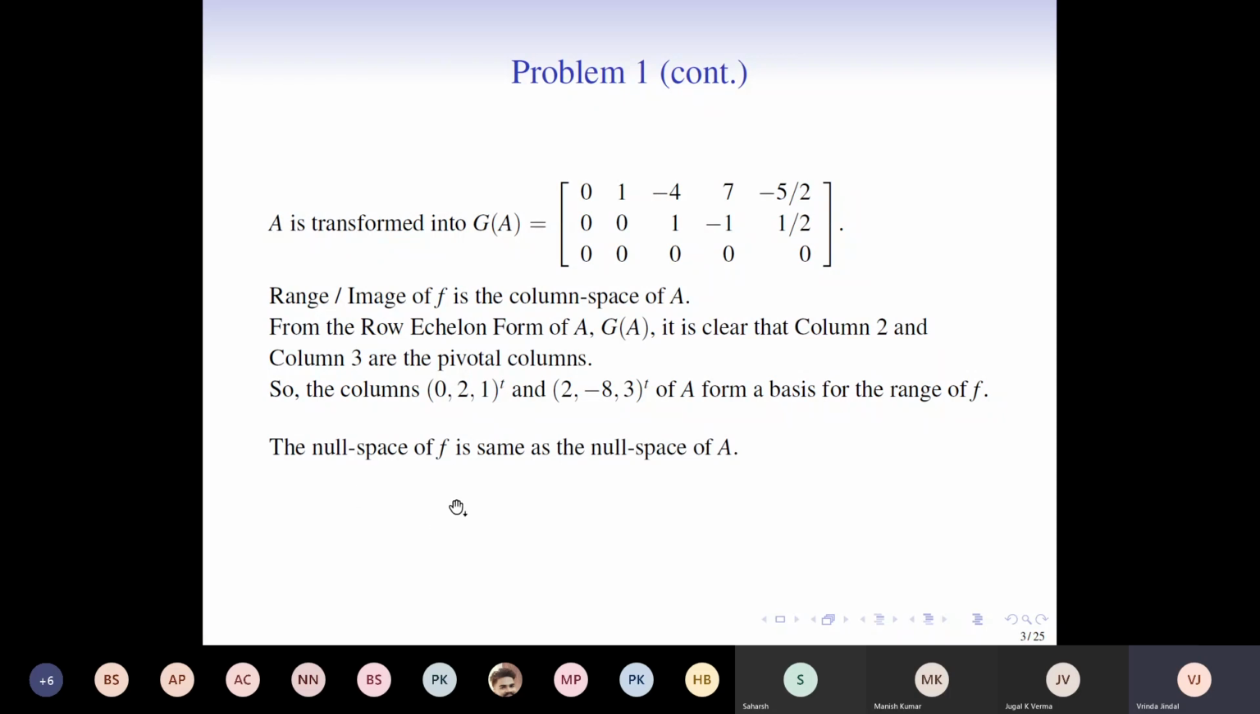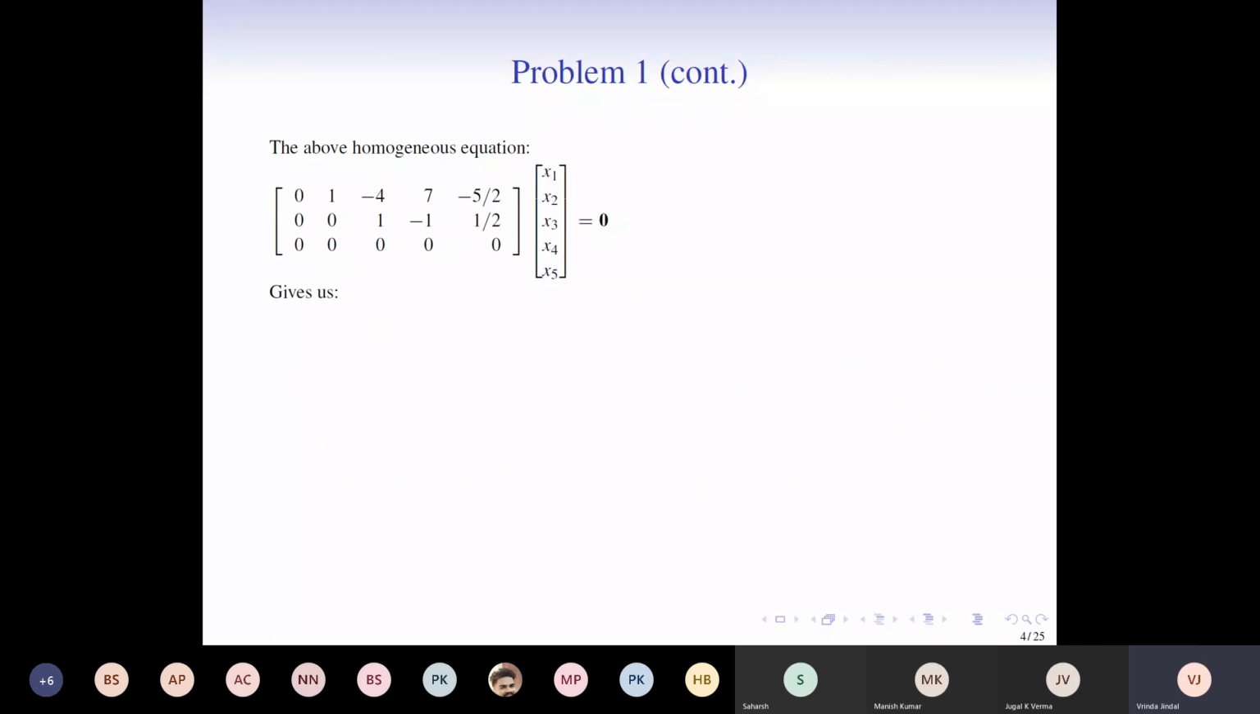So what is the null space of A and that of F? F basically, it is the set of all vectors x, such that f of x is 0, which is the same as saying that we want all the solutions for Ax equal to 0, and that is nothing else but the null space of A. So to find the null space of A, we have to solve this homogeneous equation given by Ax equal to 0. So just writing out the equation Ax equal to 0, the elements of x have been denoted by x1, x2, x3, x4 and x5 here.